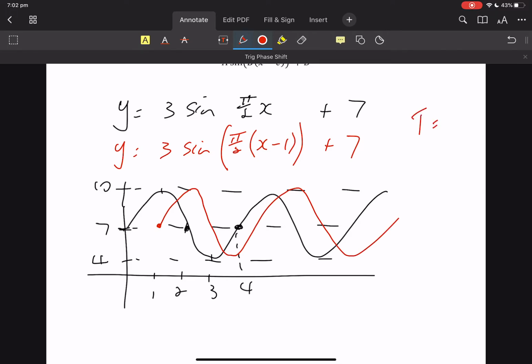My time period is still 4, so if I start at 1 here, that means by the time I get to there, that must be 5. Halfway between 1 and 5 is 3. You can see how it's all the same. I'm just starting 1 over, and clearly I can keep doing my backwards one there.